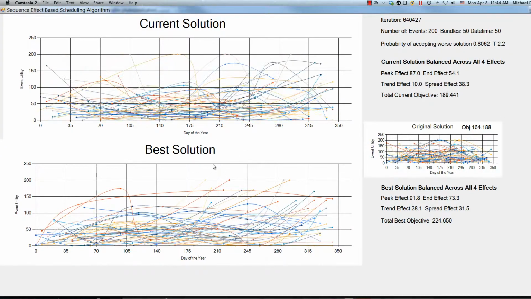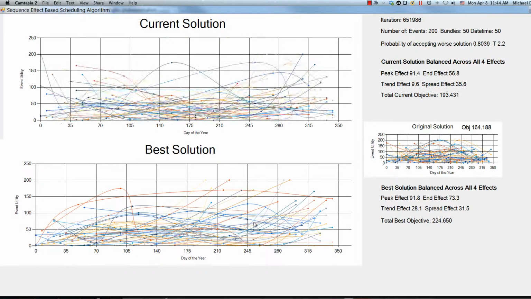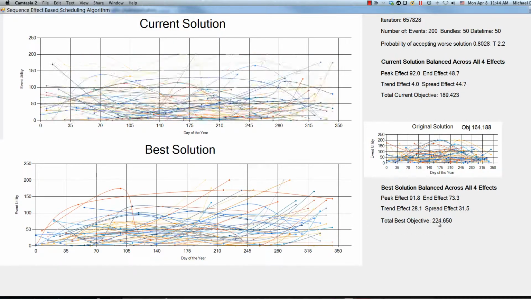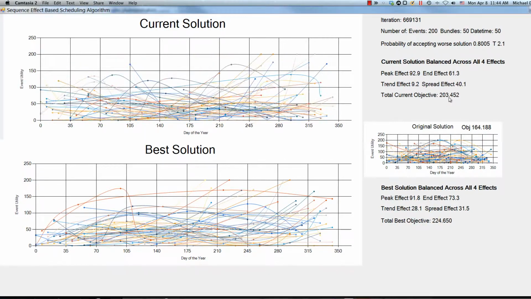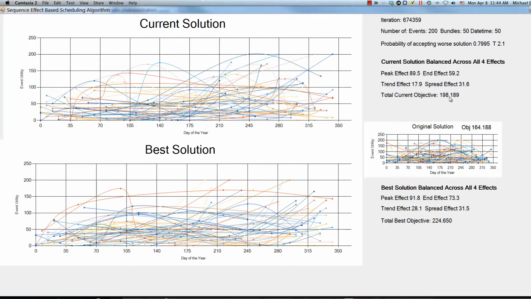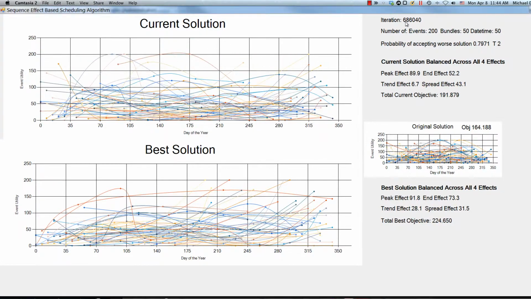Down here we have the best solution, which just says, okay, every time you see a solution better than the last best one you've found, keep it. So we can see right now the best objective is 224. Started at 164, and it's just kind of fumbling around 200.